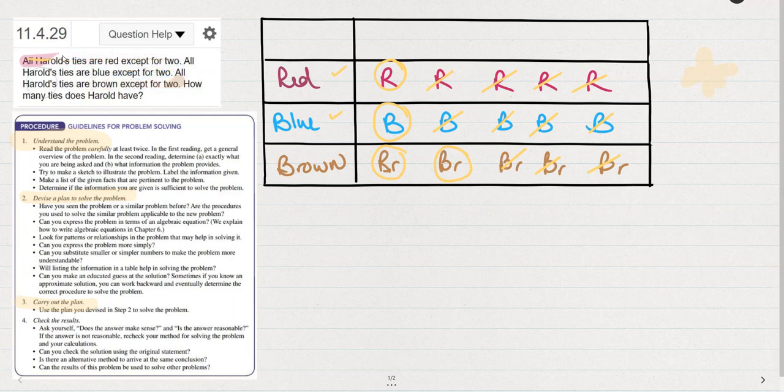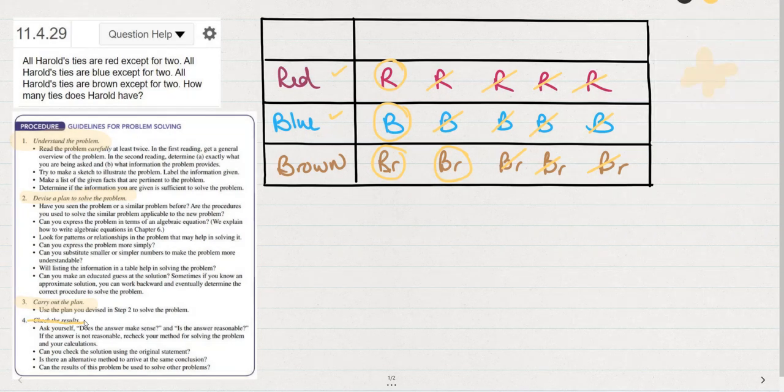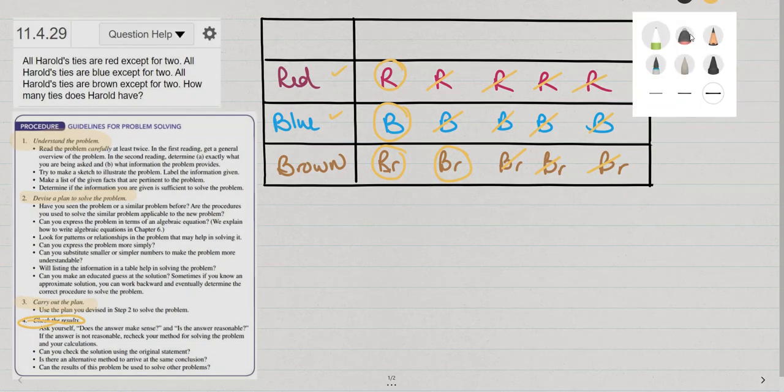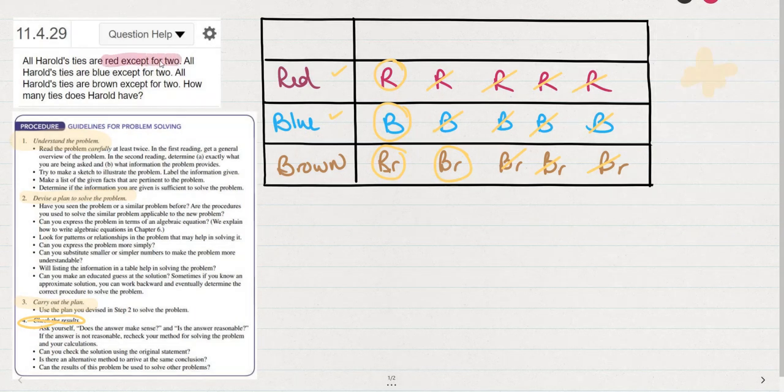But let's go back and read each piece again and make sure it fits, because now I'm going to check the results. And to do that, let me switch back here. All his ties are red except for 2. Well, do you see that I have a problem here? I know he's got red, blue, and brown, but he can't have a blue and 2 brown. So now it looks like at most he has 1 of each. So let's start over again and check out whether that works.